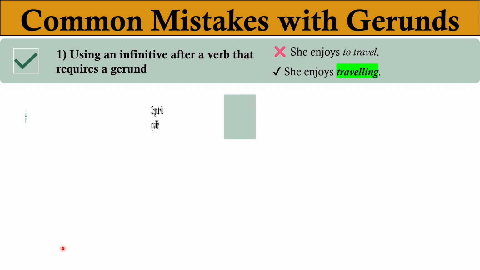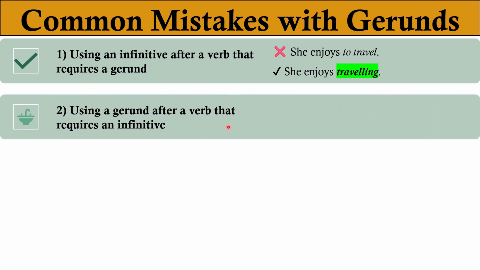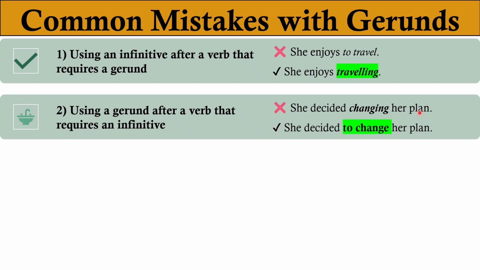The second mistake is using a gerund after a verb that requires an infinitive. For example, she decided changing her plan is incorrect. The correct form is she decided to change her plan. Verbs such as decide, hope, want, and agree take the infinitive form, not the gerund.